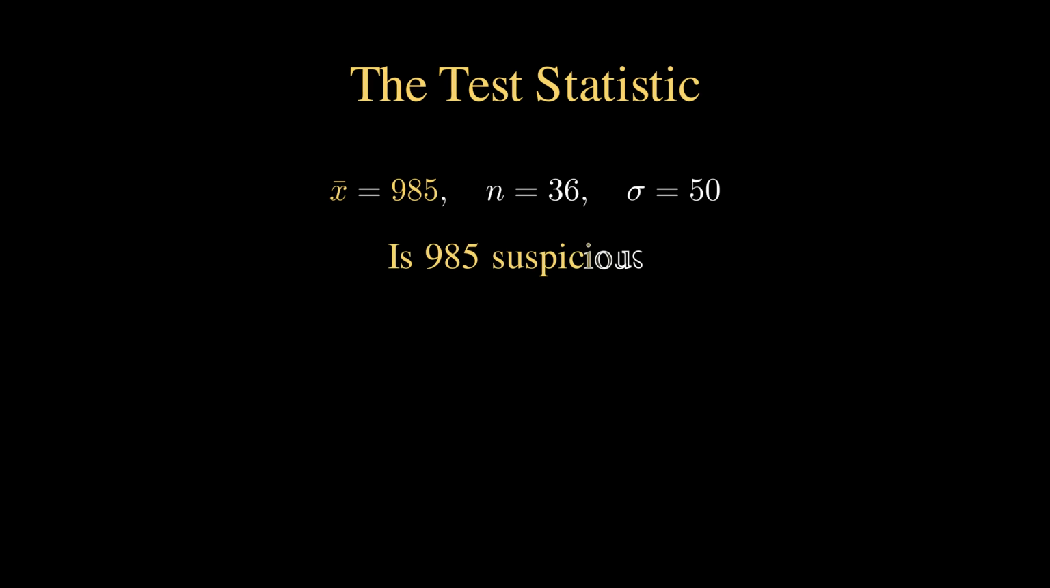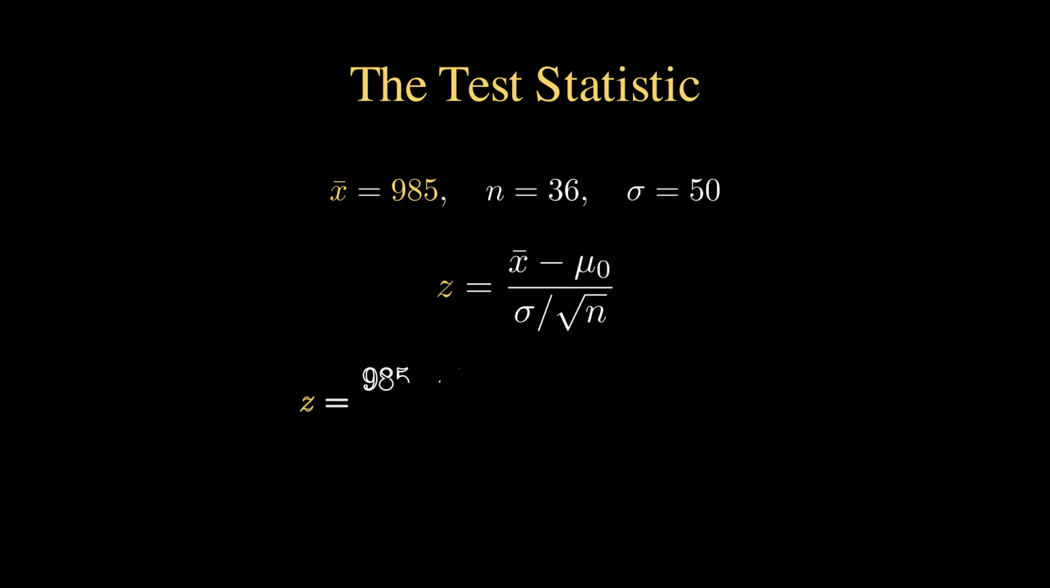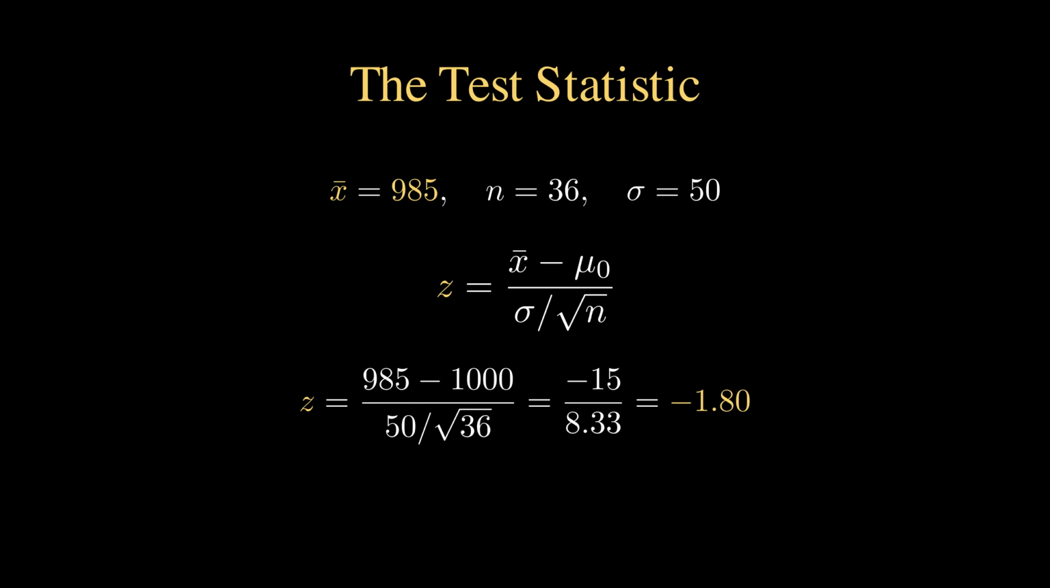Is 985 far enough from 1000 to be suspicious? Well, that depends on how much variability you'd expect. We need a ruler, and that ruler is the z-score. It takes your observed mean, subtracts the claimed mean, and divides by the standard error. Let's plug in the numbers. 985 minus 1000 over 50 divided by the square root of 36. That gives us negative 1.80. So our sample mean sits 1.8 standard errors below the claimed average.